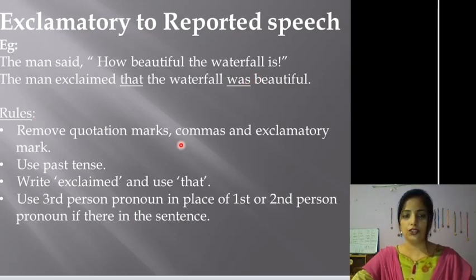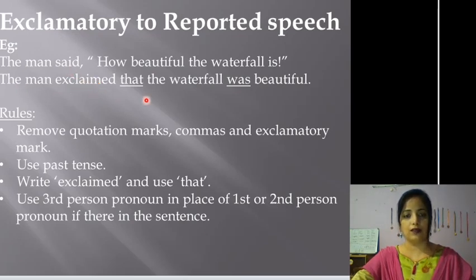Rules: remove quotation marks, commas, and the exclamatory mark that you can see. Use past tense, so is became was. Write exclaimed and use that. Because this exclamatory mark is there, we have to use exclaimed instead of said, so we have made the change. Exclaimed means the man showed his sudden emotion.